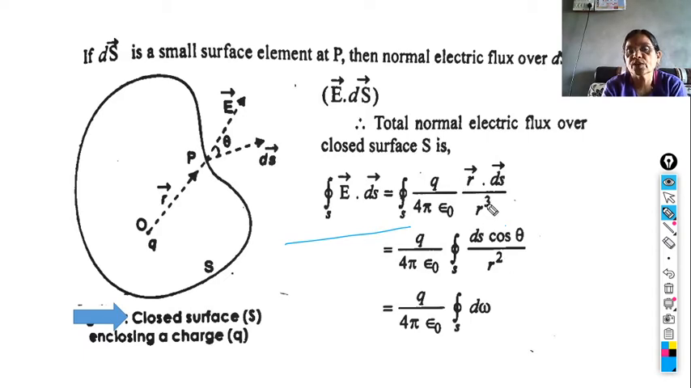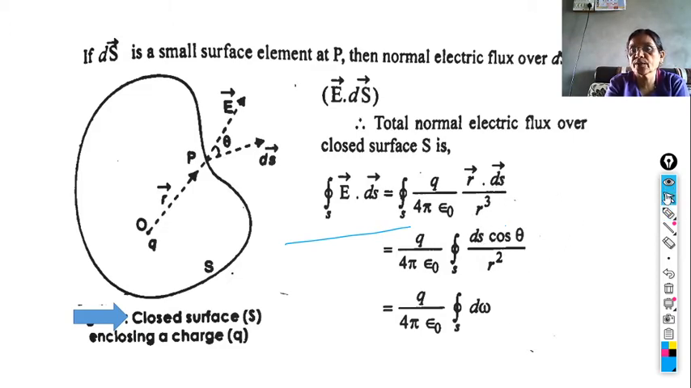Since R bar upon R cube, when we consider the magnitude of R, that is the distance OP from the origin of point charge Q to the point on the surface at P, then R bar upon R cube becomes one upon R square, and therefore it is ds cos theta upon R square. Therefore, Q upon 4 pi epsilon 0 surface integral d omega. This integrand in the above equation can be expressed by, or replaced by, d omega.